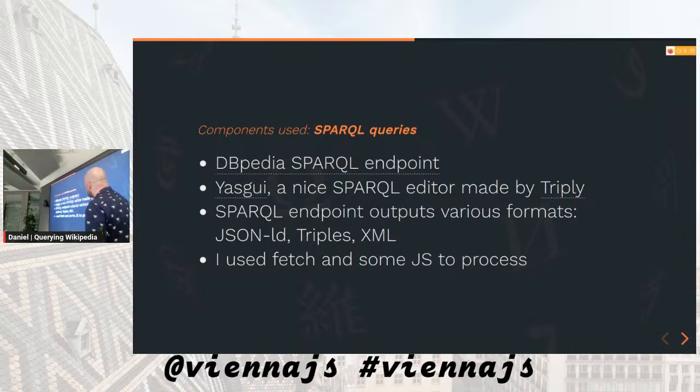Then we have a nice SPARQL editor called YASGUI. It's made by Triply, and I've embedded that in the presentation. So on the next slides, we'll have an editor. And what's good to know is that SPARQL can output into various formats. So it can be JSON or JSON-LD or XML triples. And in our example, we'll just use a table that's rendered. Doesn't matter too much. But if you would write your app, you can just use fetch and use a little bit of JavaScript to make nice objects and then work with it.